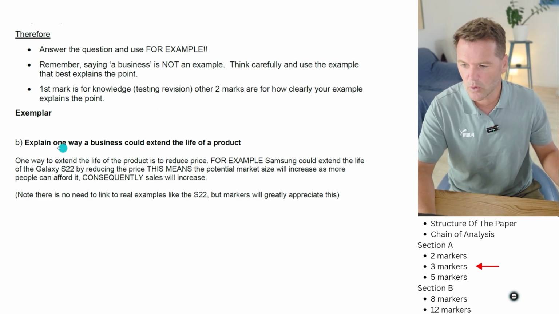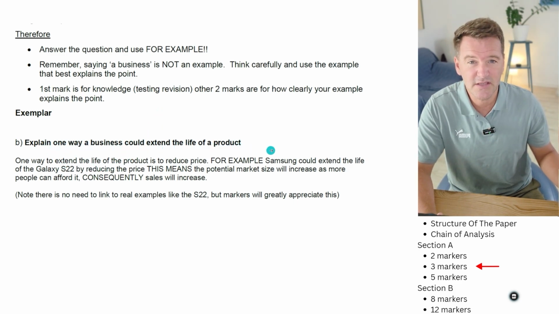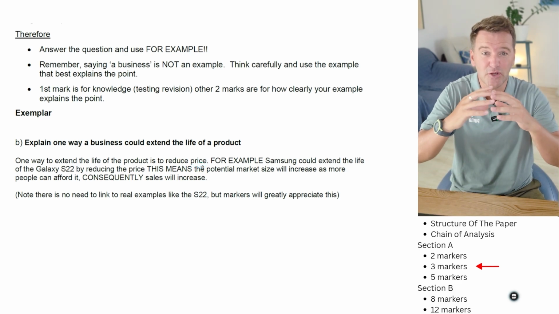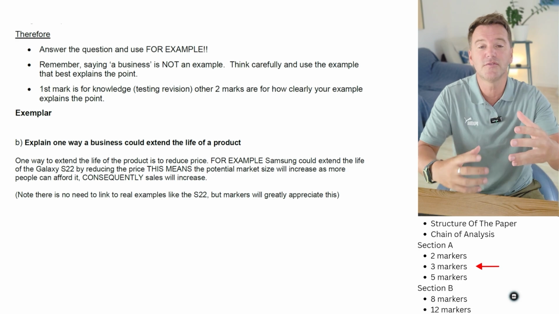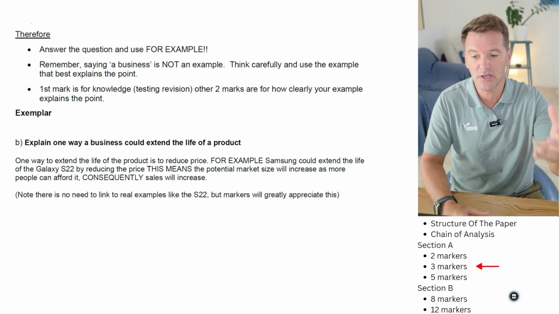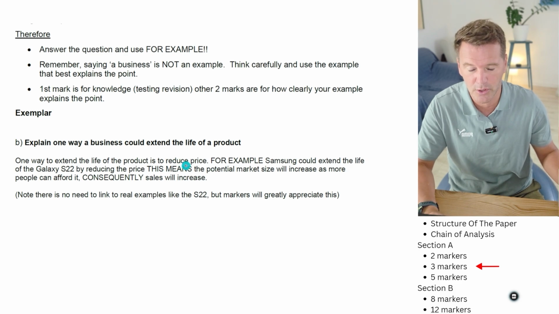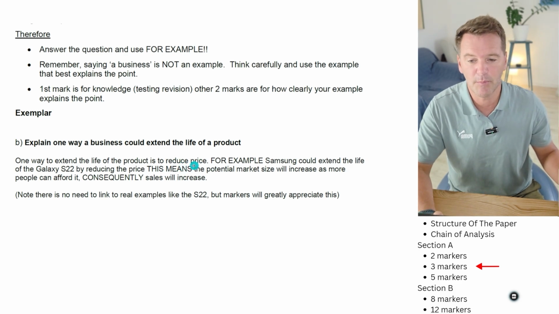So in this one, if we put it here, this would be a model answer. 1 way to extend the life cycle of a product is to reduce price. Now that is the knowledge point. You have to know it. You have to have revised it. You have to use the online apps and the textbook and learned it. If that's wrong, forget it. You're not getting any more marks. But once we've learned that, that is true. So that's immediately getting me my knowledge mark.